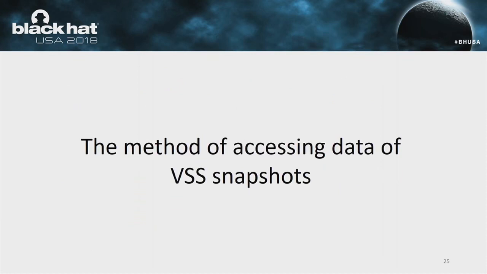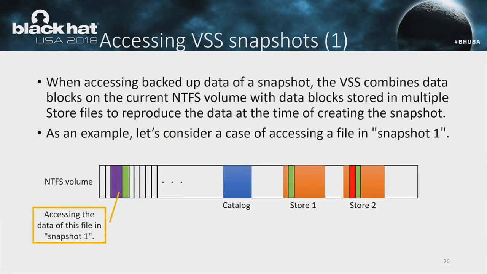Next, let's see how VSS accesses stored data on snapshots. When accessing backed up data of a snapshot, the VSS combines data blocks on the current NTFS volume with data blocks stored in multiple store files to reproduce the data at the time of creating the snapshot. As an example, let's consider a case of accessing a file in snapshot 1.